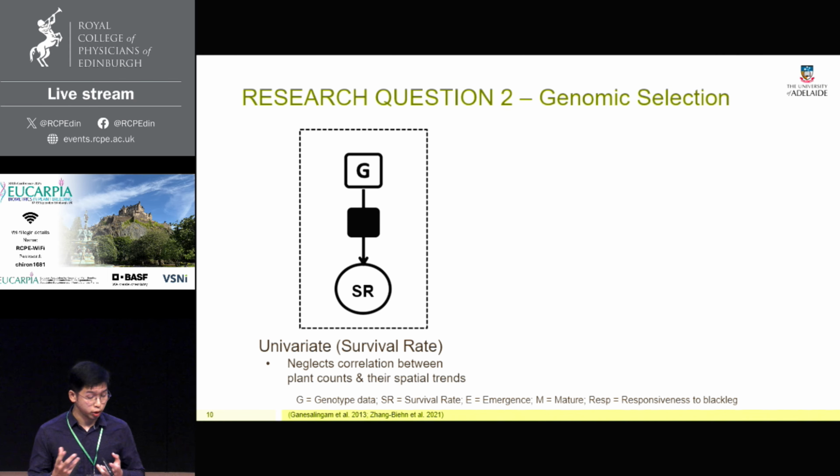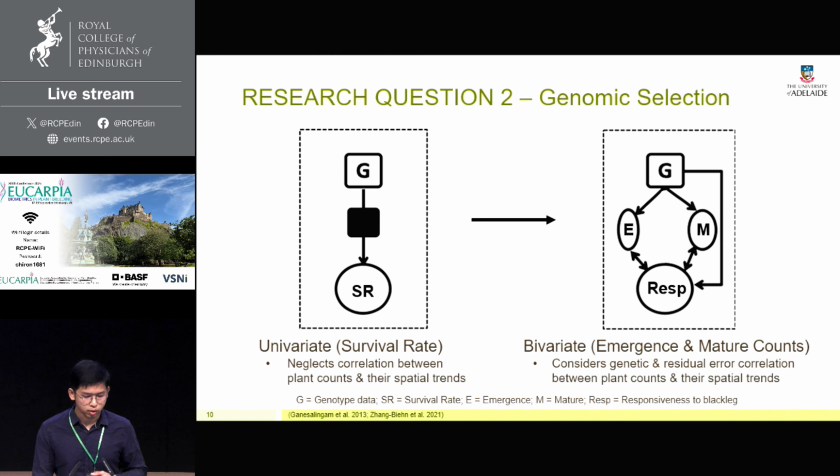neglects the correlation between the plant counts and their individual spatial trends. So instead, a more optimal approach is to use a bivariate analysis that accommodates both the emergence and mature counts, such that it can account for the genetic and residual error correlation between these two plant counts, as well as their individual spatial trends.